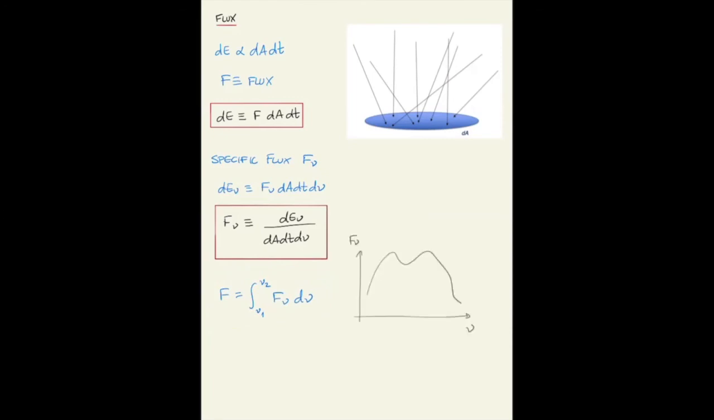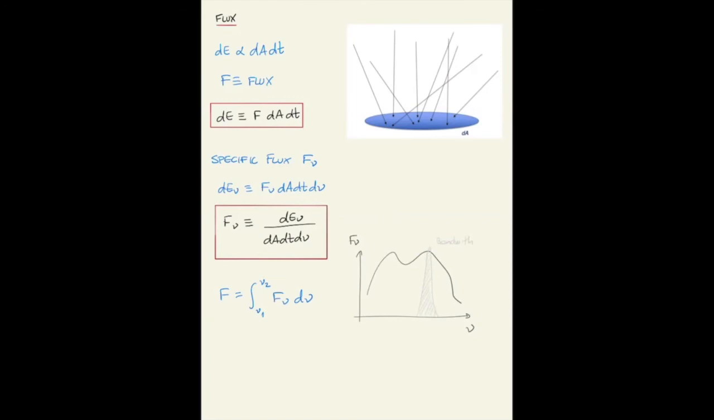Say that you have your spectrum like this. The monochromatic flux would be what you measured if your spectral band was infinitesimally narrow. You would measure one particular wavelength. In practice, you always observe with a bandwidth, with a finite size bandwidth.